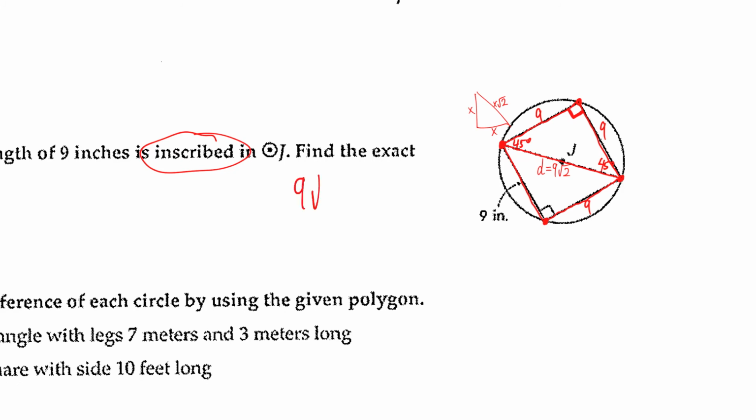So you're going to do 9 square root of 2 times pi. And what does that give you? 39.99 inches.